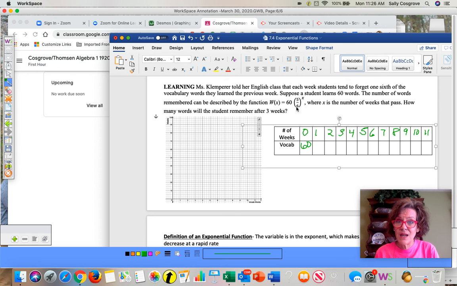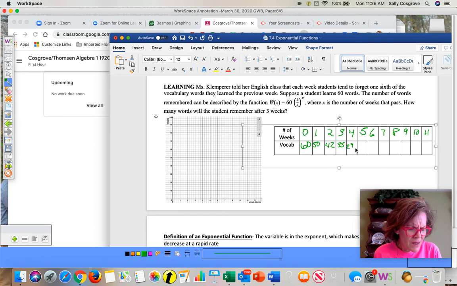After the first week, what? We only knew 50 words. And then after 2 weeks, we knew, well, it's decimal, so we'll have to start rounding, 42. And then after that, it was 35. And then by week four, we only knew 29 words. Wow, we're forgetting. I mean, a lot.